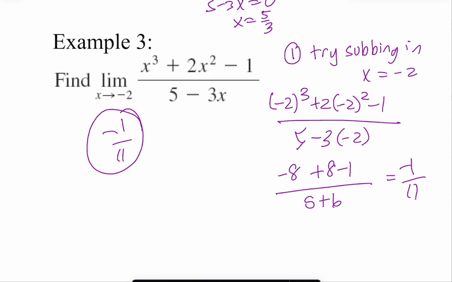Now, if they told me, what is the limit as we approach 5/3, then we have an issue. But because they asked us what's happening at -2, well, I can just plug in -2. You see what you have to check for. You always try substituting in no matter what when you first look at it, because that's going to give you so much information, and it might just give you the answer. Okay.